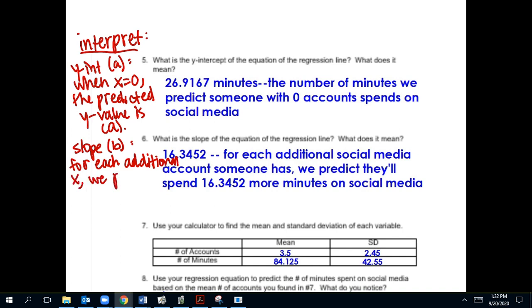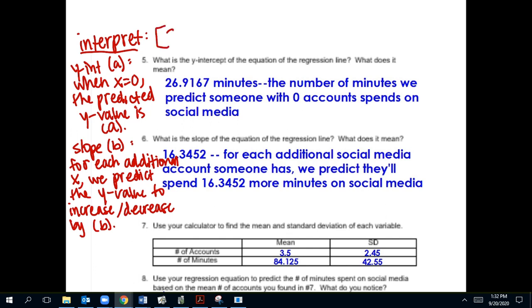We predict the y value to, and then it's going to be increased or decreased by the slope, depending on the sign of the slope. And you want to use units, and it's got to be in context. Always. And these are just regular interpretations that you've learned from previous math classes, but the main idea is that you have to make sure you use the word predicted when necessary. These are not guarantees, they're just predictions.